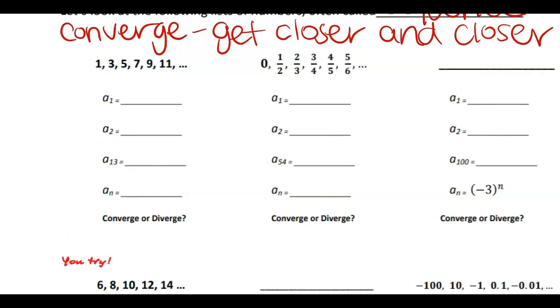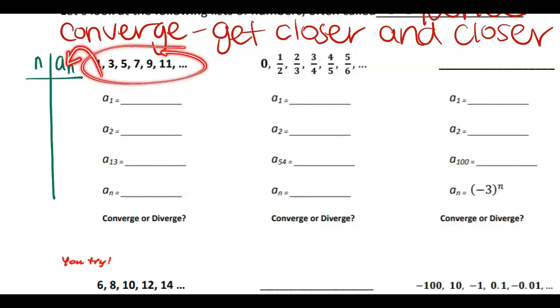In this first question, we have the following numbers: 1, 3, 5, 7, 9, and 11. Those are all the numbers in our sequence. We're trying to figure out, okay, what is a sub 1? Well, if we look at the numbers we have here, you should define it as literally the first number. If it makes it easier for you, which it usually makes it easier for me, I'm going to make a small table over here to the side for n and a sub n. All of these values are a sub n. So I'm going to list all of those in this table.